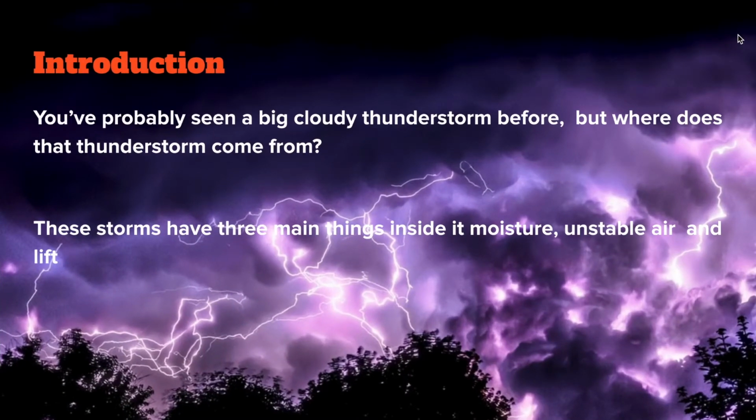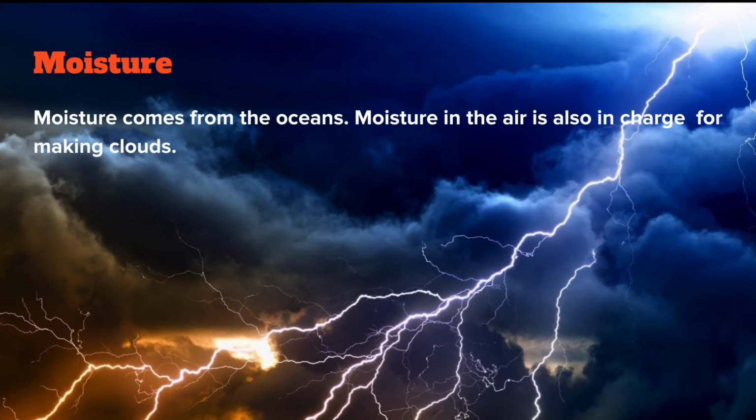Introduction. You've probably seen a big cloudy thunderstorm before, but where does that thunderstorm come from? These storms have three main things inside them: moisture, unstable air, and lift. Moisture. Moisture comes from the oceans. Moisture in the air is also in charge of making clouds.